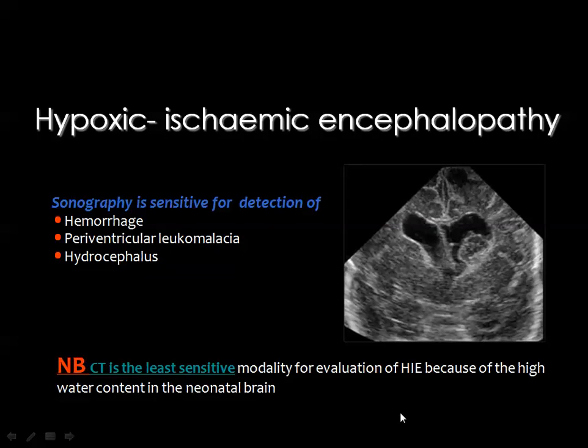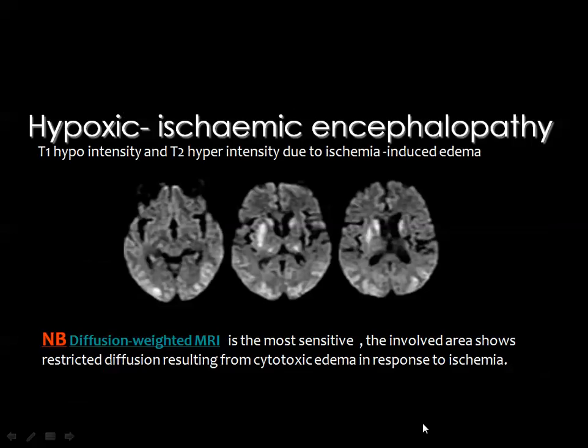Then ultrasound is good in this particular domain. Number one, it can exclude the presence of hemorrhage. It can exclude the possibility of periventricular leukomalacia, and it also can assess if the patient had hydrocephalus or not. But CT is considered the least sensitive modality for evaluation of hypoxic ischemic encephalopathy in the early neonatal period because of the increased water content of the neonatal white matter in this very early stage.